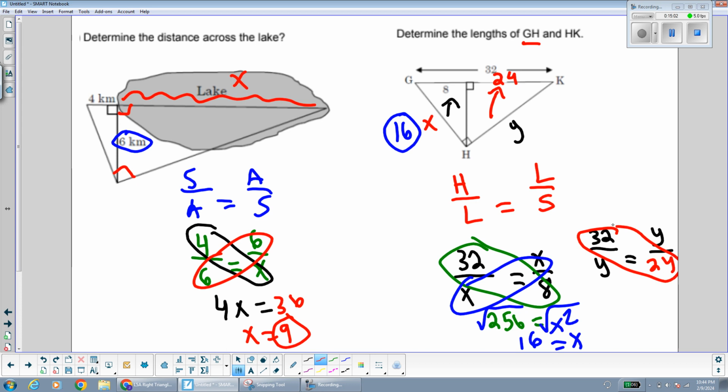So now if I cross multiply, I get 768 is equal to y squared. That does not work out evenly when I take the square root. So I'm going to write this in simplest radical form. In simplest radical form, this would be 16 radical 3. Moving on.